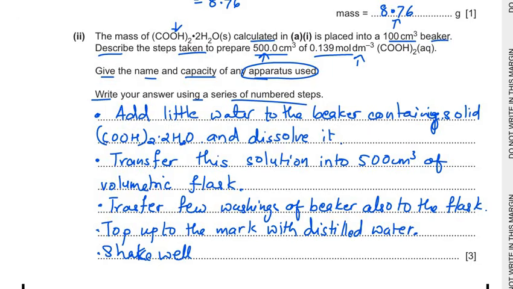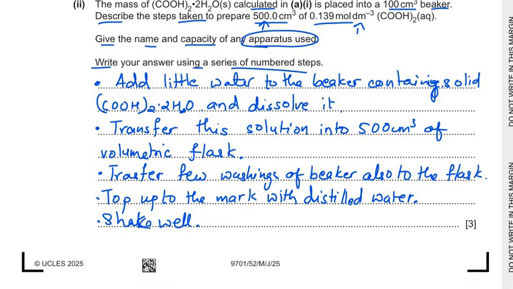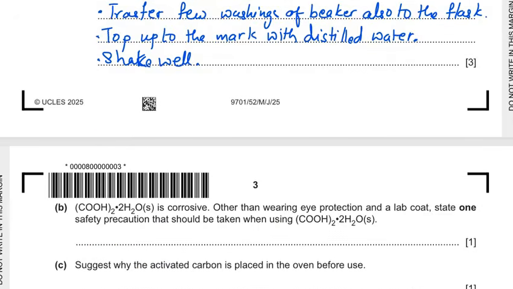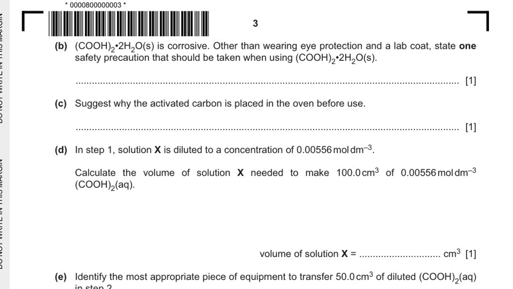Shaking well is required because if we add water slowly from the top, then the water will be on the top and the concentrated solution will be at the bottom. So it is necessary to shake well. So these are all the steps you will describe to make a standard solution with the help of a volumetric flask.